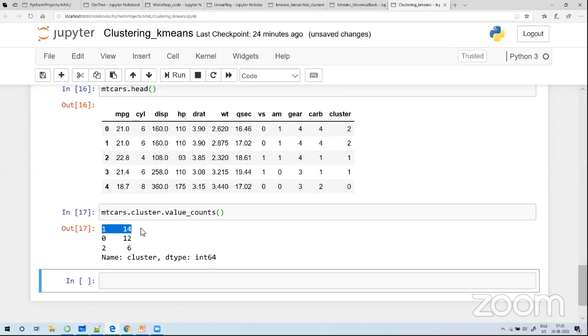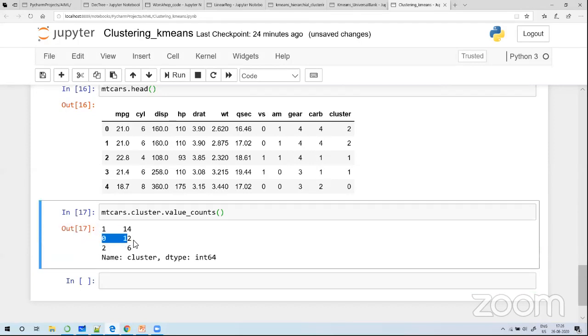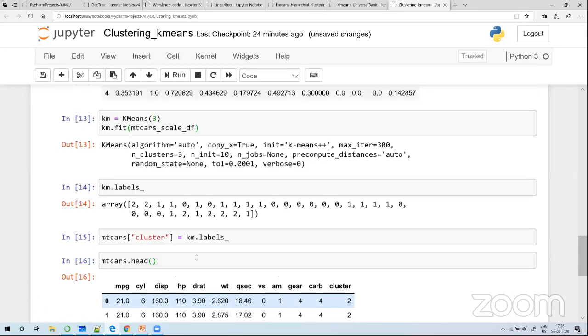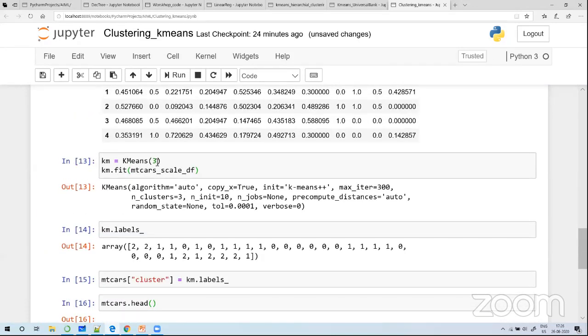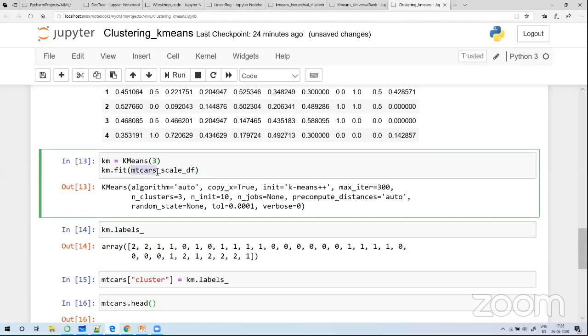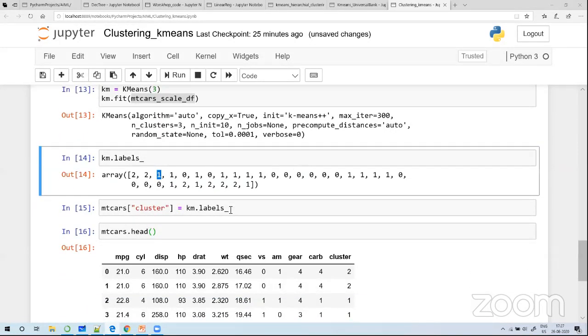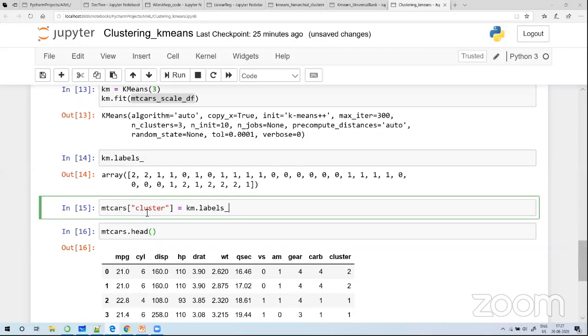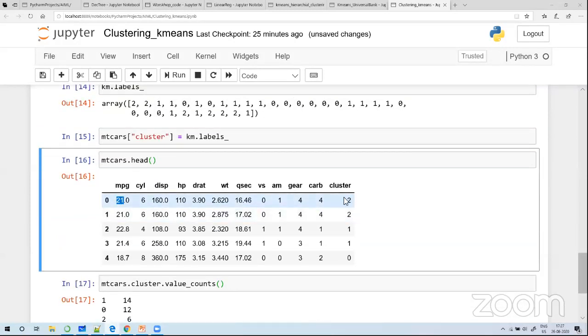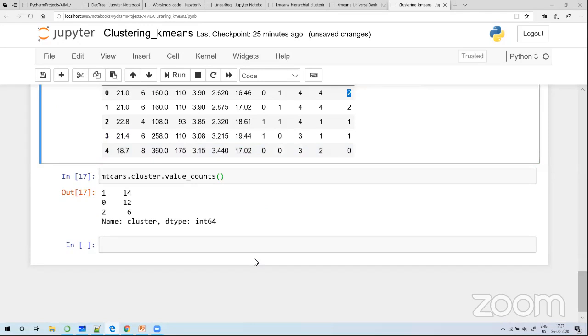Cluster number 1 has 14 observations, cluster number 0 has 12 observations, and cluster number 2 has 6 observations. Okay, so simple steps. We started with k equal to 3 and fit the k-means on the scaled data. For each observation that we give as input, it has generated a label. Now we are joining that label back to the original data set, so we know which cluster each observation belongs to. That's how you get clusters.